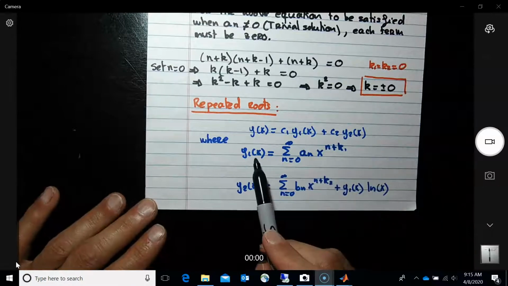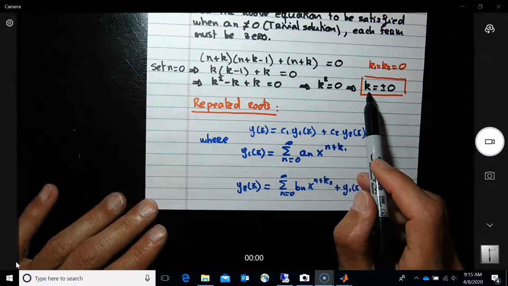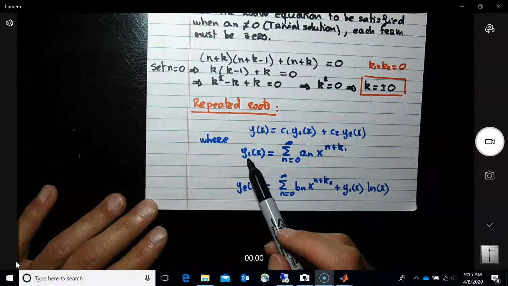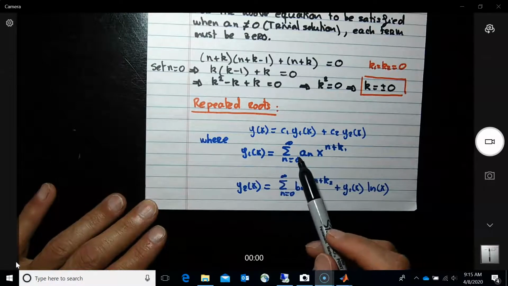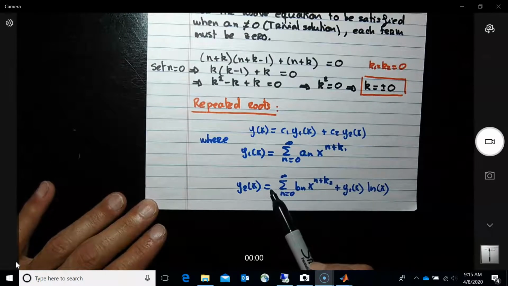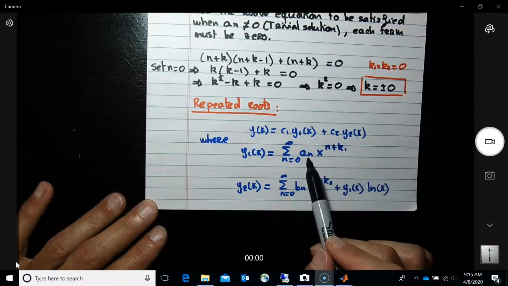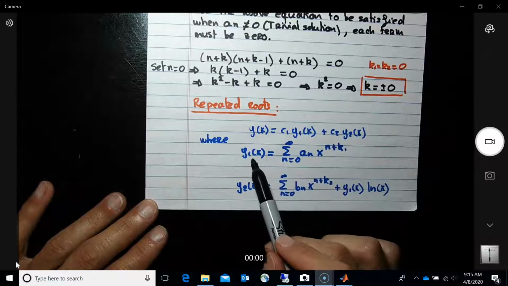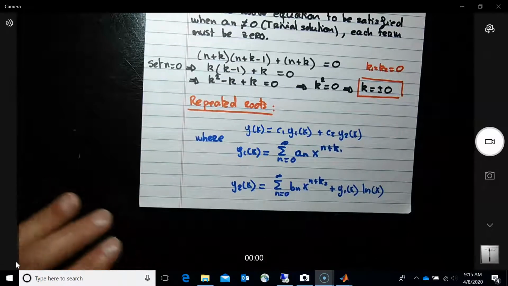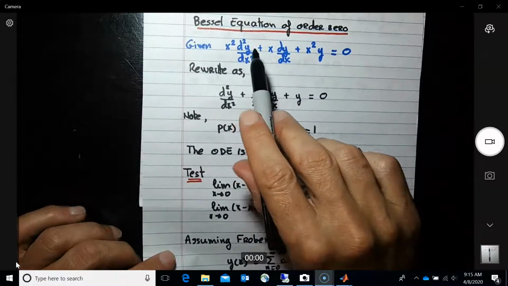So now that's when everything becomes a lot more work. Now we assume this solution, now that we solve for k, we need to repeat the whole process, but this time for this solution and then for this one, in order to solve for a sub n. We solved for k, now we need to solve for the a sub n by substituting the y sub 1 equation back into the initial ODE.